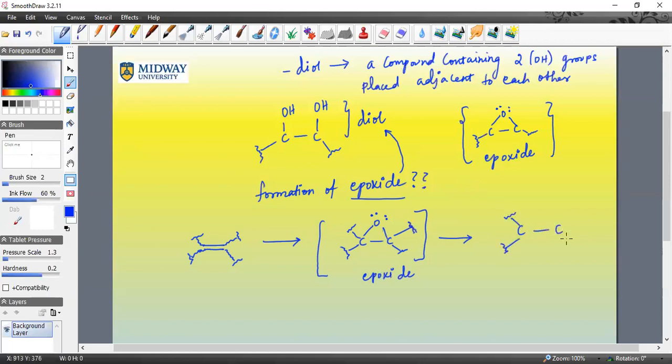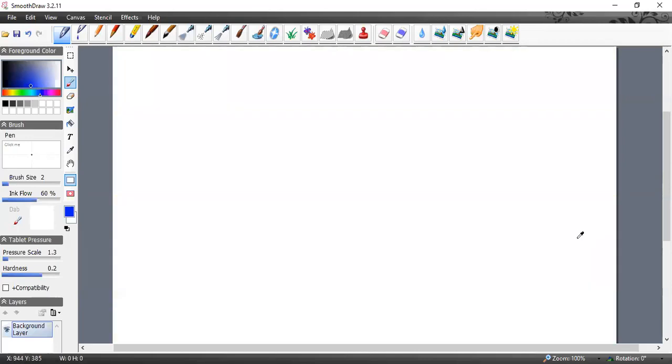Now none of the other bonds in the chain are disturbed. It's only the epoxide that is going to go on to make your diol. This is a general scheme of things. Now we are going to look at two different reagents that can help you accomplish the formation of these epoxides, and that's what we're going to look at in the remainder of this video.